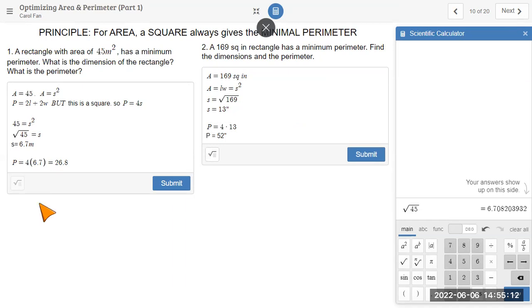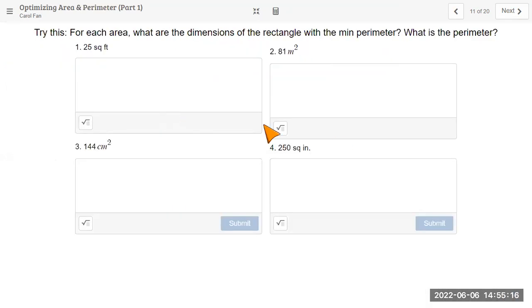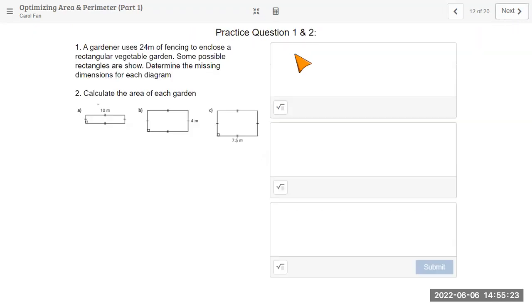Okay, slide number 11. I would like you to try these, find the perimeter, and find the dimension of the rectangle. In practice question number 1, you're going to be considering these, and I do want to give you a heads up that it may require a little bit of algebra. Okay, so get to it.